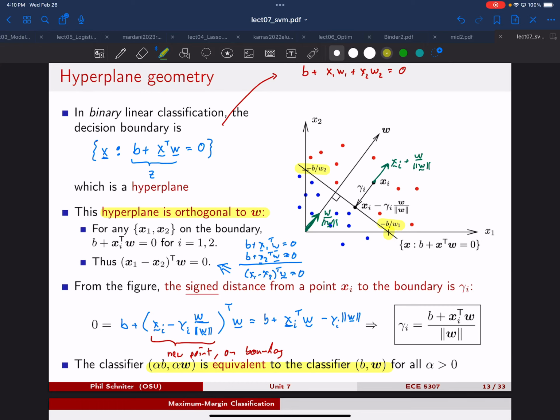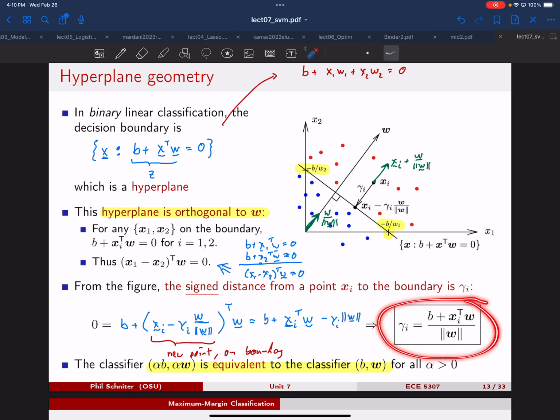Okay, let's get started. So we covered a lot of important things last time, so let's go through a few of them. We talked about this quantity gamma i. This measures the signed distance from one of our ith data points to the decision boundary.